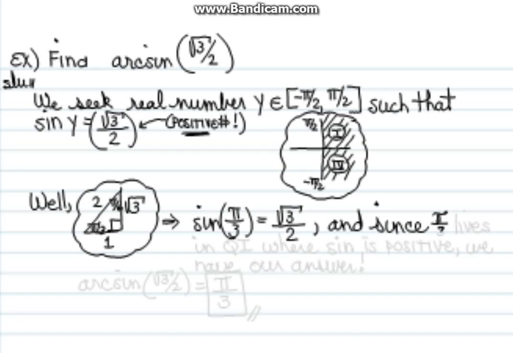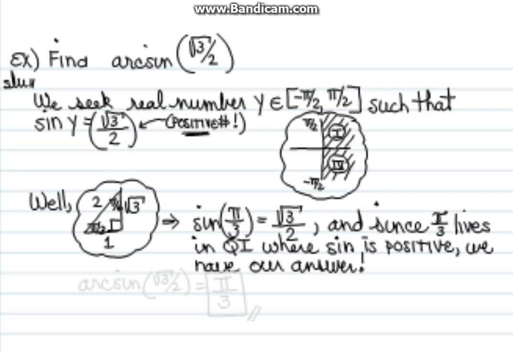The answer then, since pi over 3 lives in quadrant 1 where the sine is positive, is that the arc sine of square root of 3 over 2 is pi over 3. It met all of the conditions required. It's a value between negative pi over 2 and positive pi over 2, and in quadrant 1, where pi over 3 lives, it has a positive sine.